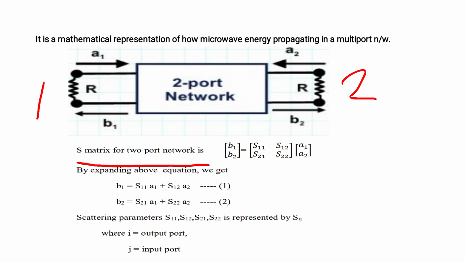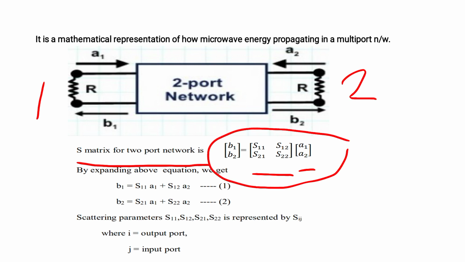Here observe, it is a 2 into 2 matrix. If we consider the microwave junction as a 3-port junction, then the matrix will be a 3 into 3 matrix. If our microwave junction has 4 ports, then the matrix is a 4 into 4 matrix. Then a1, a2 are nothing but the incident powers, and this is the scattering matrix of the two port network.